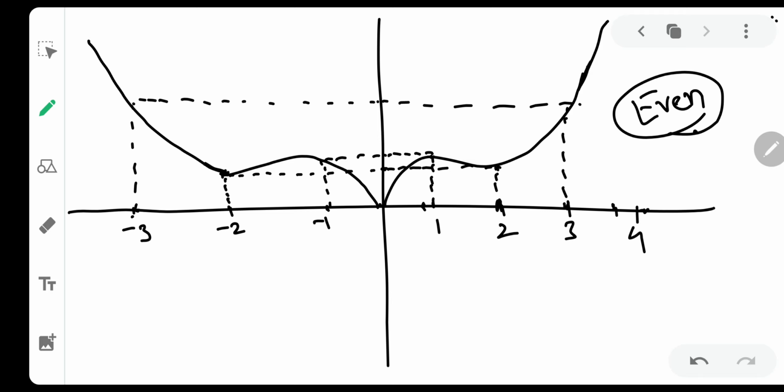Now suppose the function were to be an odd function, then what would have happened? Now for 1, the value is this. Now the same value of y but in the negative direction. So for minus 1 it would be here. Now the value for 2 is over here, but the same value but in the negative direction, like this. The value of 3 is over here. Now same but in the negative direction, somewhere here.